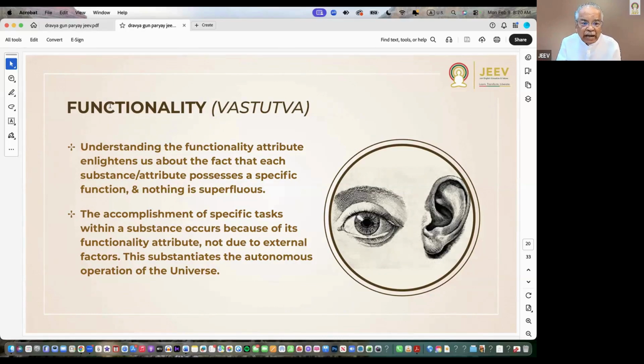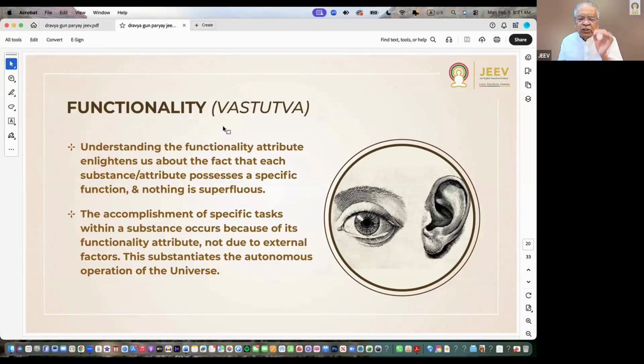So this functionality attribute, present among all these infinite attributes, is like a policeman who says, hey, you're doing your job, he's doing his job, that one is doing that job, and everybody is doing their job, not interfering in anybody else's business. That's amazing. There is a word for it: every substance ends up doing its arthakriya prayojan, meaning the specific act that it is supposed to do.